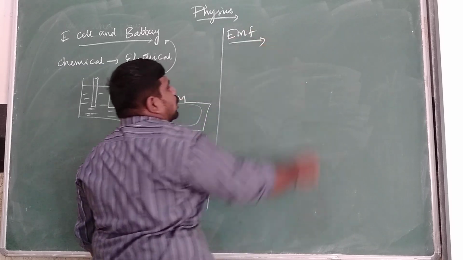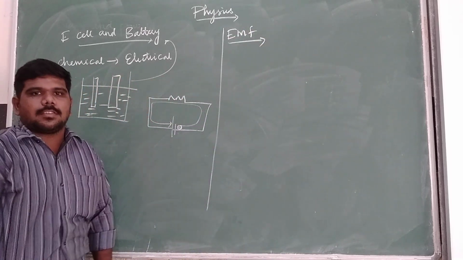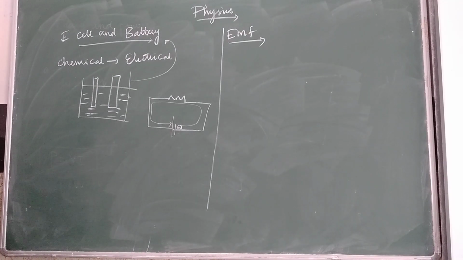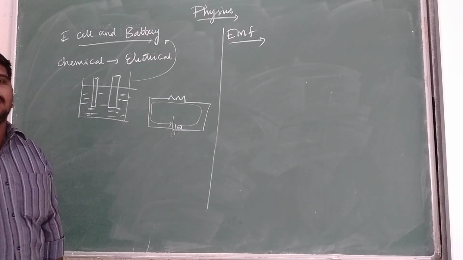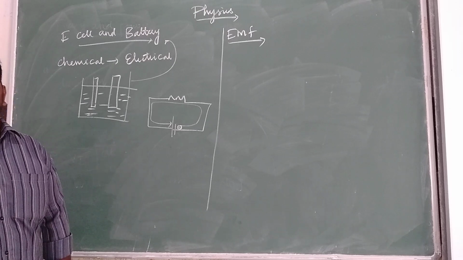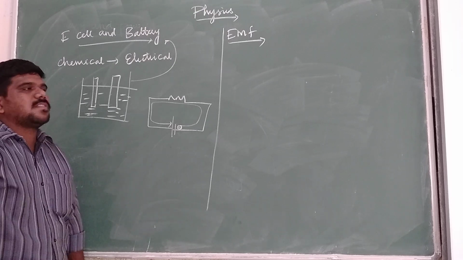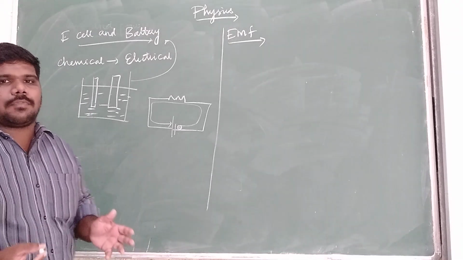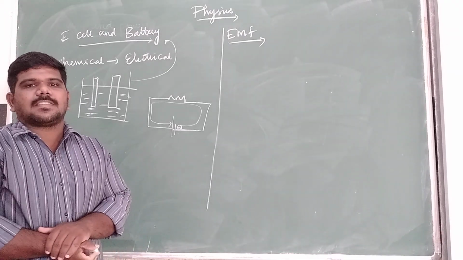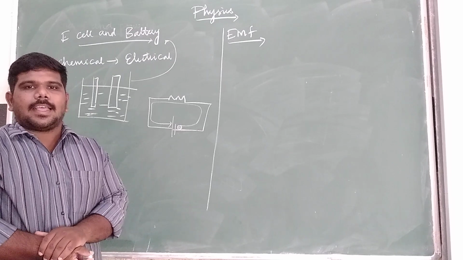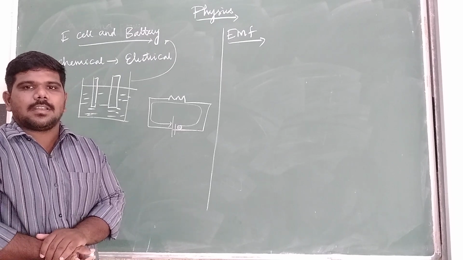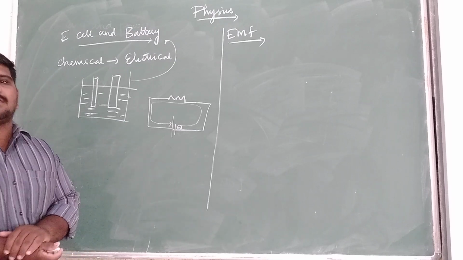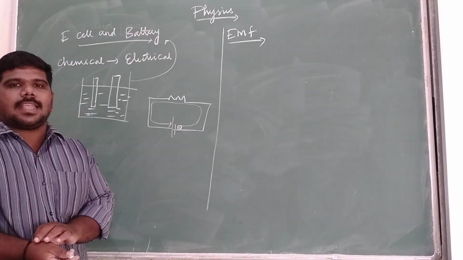So guys, what is an electric cell or battery? An electric cell is a device which is used to convert chemical energy into electrical energy. It consists of two electrodes immersed in a solution. Several electric cells connected together form a battery. When it is connected to the circuit, the electrons will move from the negative terminal of the battery to the positive terminal.